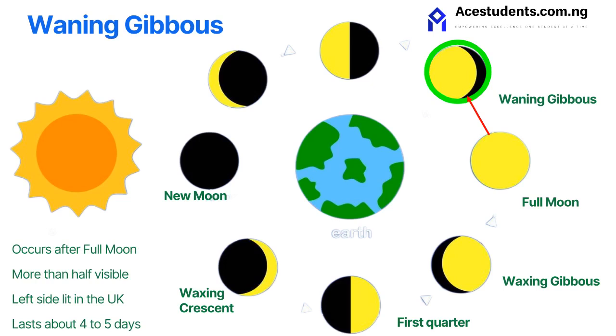After the full moon, something begins to change again. The bright circle slowly starts to shrink. However, it is still more than half illuminated. This phase is called the waning gibbous. Waning means decreasing. So now, instead of growing brighter, the illuminated part is getting smaller each night. This stage lasts about 4 to 5 days. Remember, waxing increases, waning decreases.